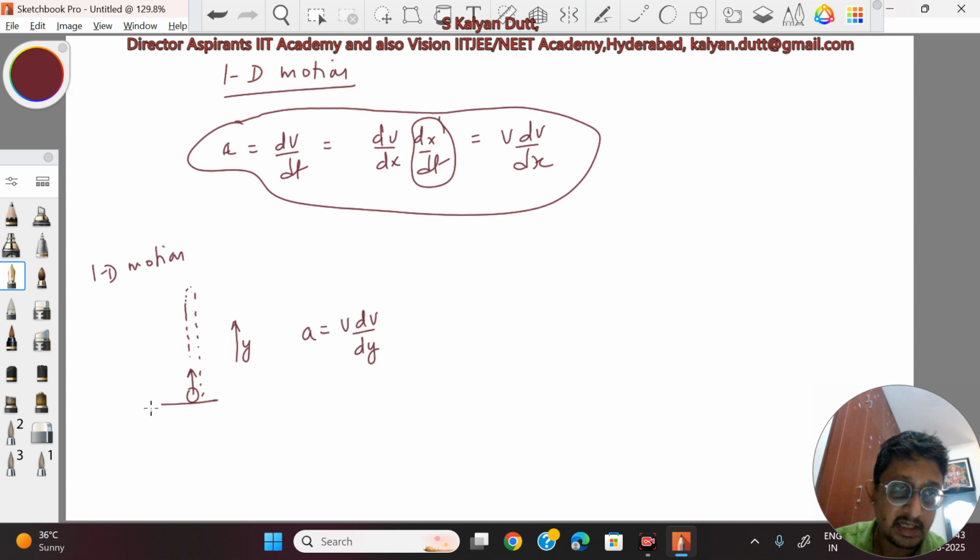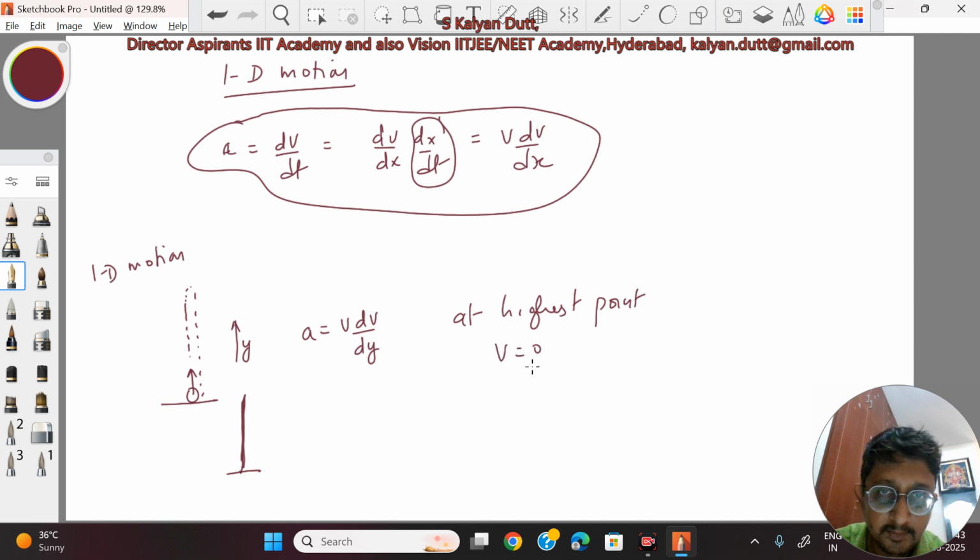It's happening in a straight line. Though I show that this ball is going up and coming back beside it, actually it's a straight line. It's going up and coming back in the same path. Now, if I look at the highest point, the ball stops, so v is 0.